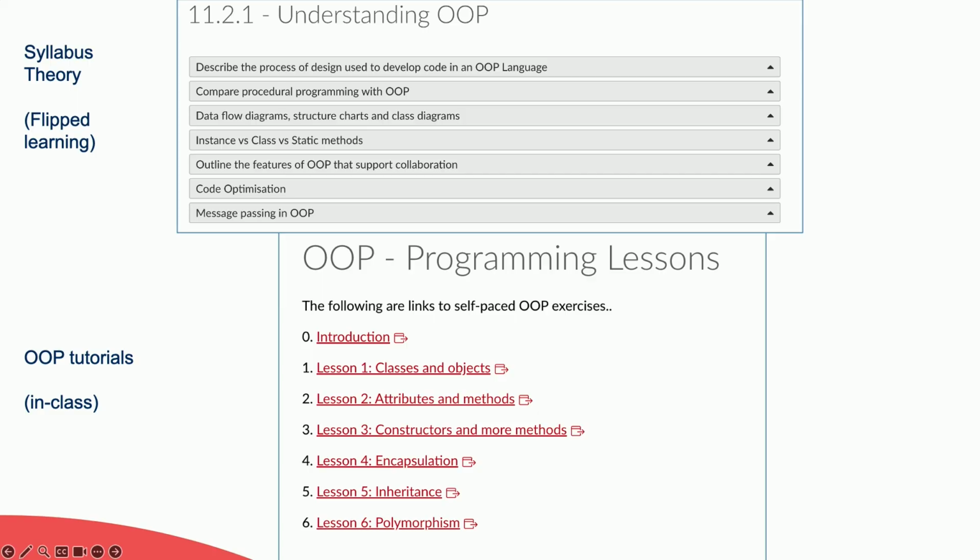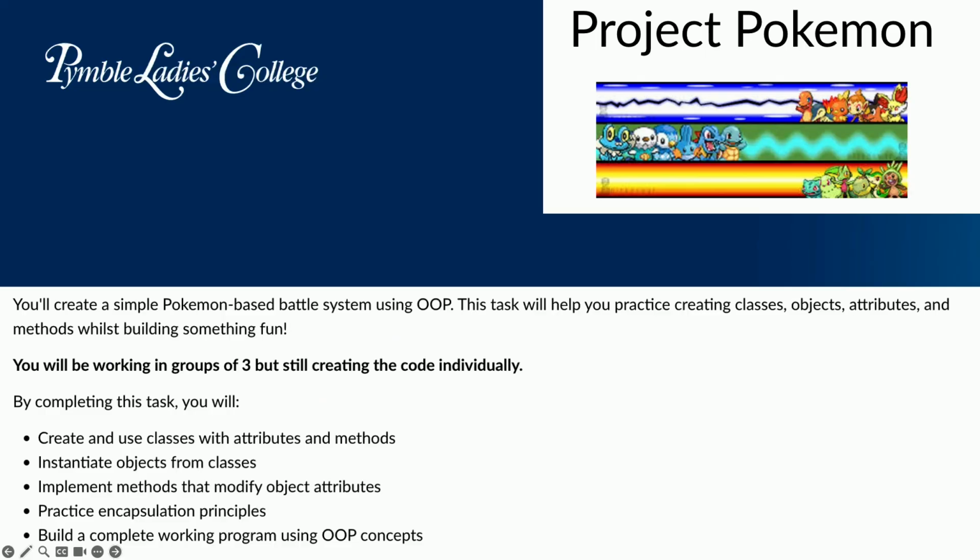All the syllabus theory that they did, I made them do it at home. And we kept our classroom time entirely for programming because I didn't want them to do programming at home and be tempted with AI. I would rather them have that in the classroom so that I could see what they were struggling with, which would hopefully help me help them.